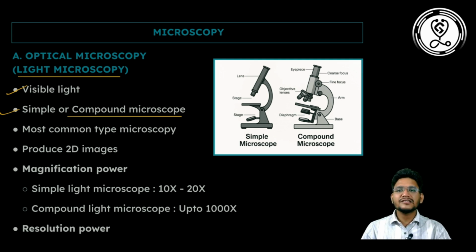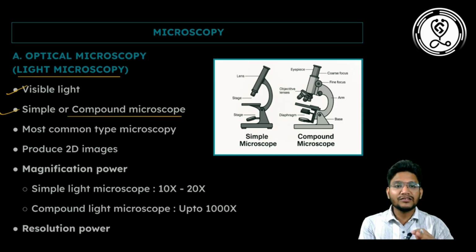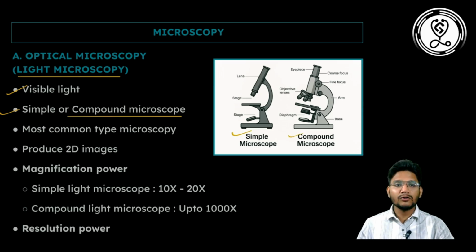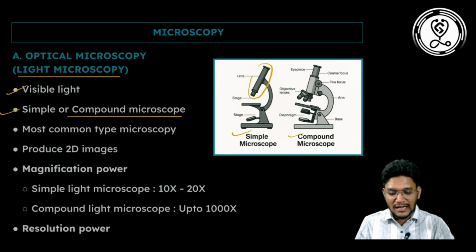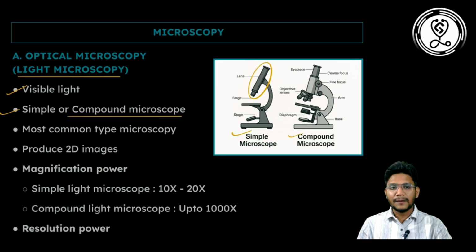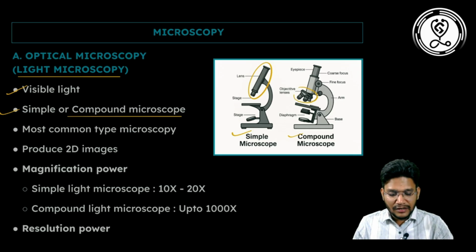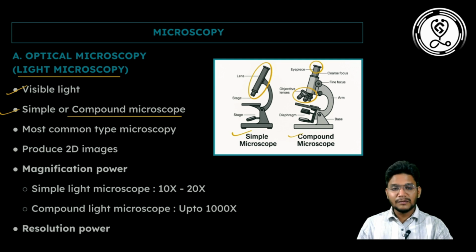So what is the basic difference between these two microscopes? In this image, you can clearly appreciate the difference. This is a simple microscope and this is a compound microscope. The basic difference is that a simple microscope is made up of a single lens. Here you can see the single lens. While the compound microscope is made up of two or more lenses. Here you can see objective lenses of different power and eyepiece. Okay, so this is the basic difference between a simple and compound microscope that can be used to perform optical microscopy.